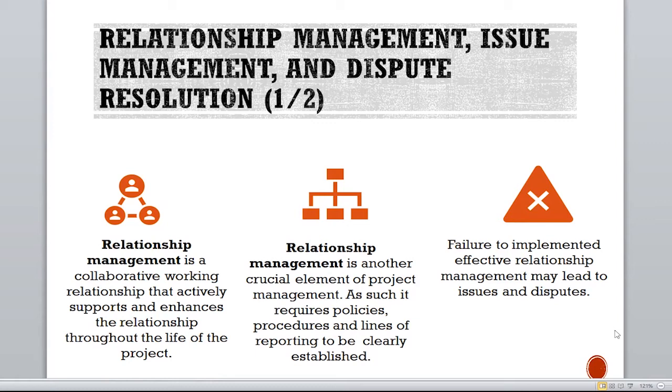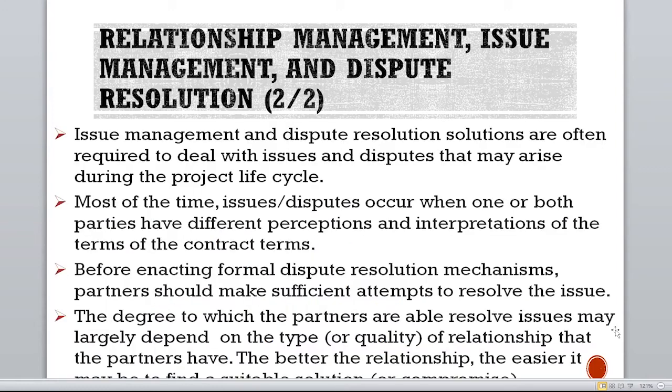So it's very important at this point. Relationship management is collaboratively working relationships that actively support and enhance the relationship throughout the life cycle of the project. It's another crucial element of project management. As such, it requires policies, procedures, and lines of reporting to be clearly established. Implementing relationship management might lead to issues and disputes. And when there are disputes, progress in achieving a project might be halted or not served in a way that meets expectations. So relationship management, issue management or dispute resolution solutions are often required to deal with issues and disputes that might arise in the project's life cycle. And this can arise at any point in the project cycle.